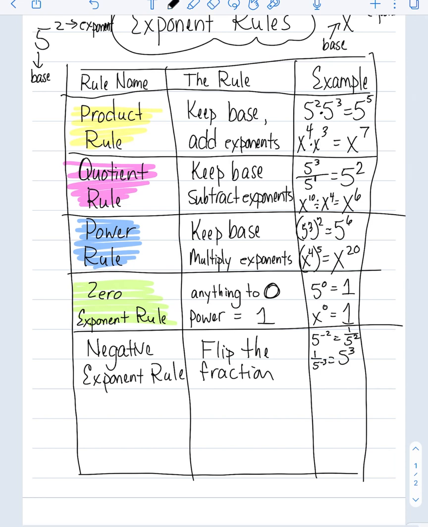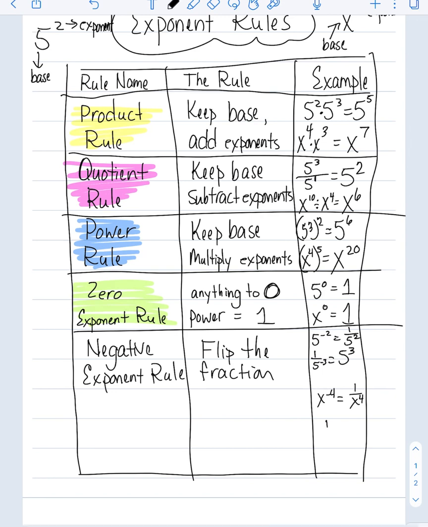Let's do the same thing with letters. Let's say I had x to the negative 4 power. Well, x is x over 1, so I'm going to flip it to be 1 over x. It's the reciprocal, is what we call that in math. And the negative 4 power becomes the positive 4 power.